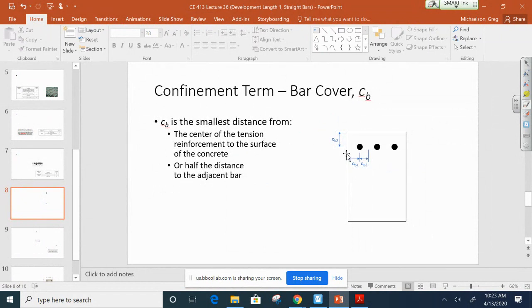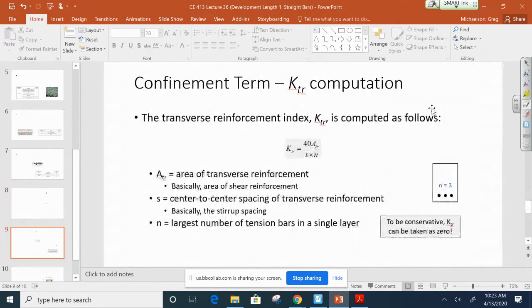The other term that's a little new is this term Ktr. Ktr is what's called a transverse reinforcement index, and the way that we compute it is right here. A lot of these terms are pretty simple. Atr is the transverse reinforcement, but if we're talking about a beam, that's just the shear reinforcement. s is the center-to-center spacing of your transverse reinforcement, but for a beam, that's just the stirrup spacing. And n is the largest number of tension bars in a single layer. So in a situation like this, the n value would be 3, because there's 1, 2, 3 bars.